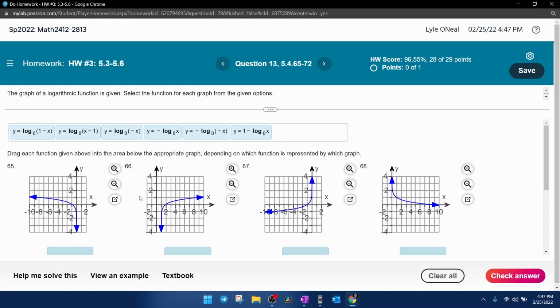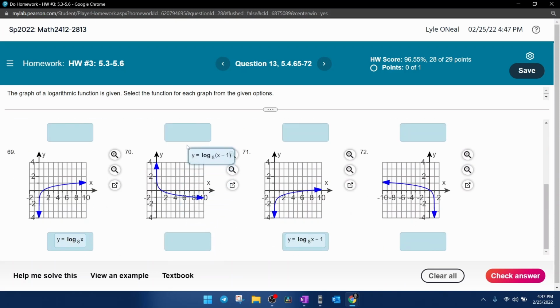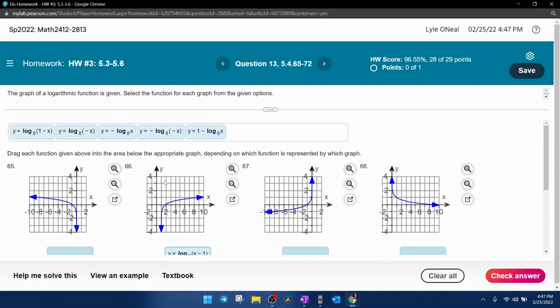And the only graph that looks close to that is number 66, where the asymptote has been shifted 1 and the x-intercept is at 2. So this equation is going to drop right in there for number 66.